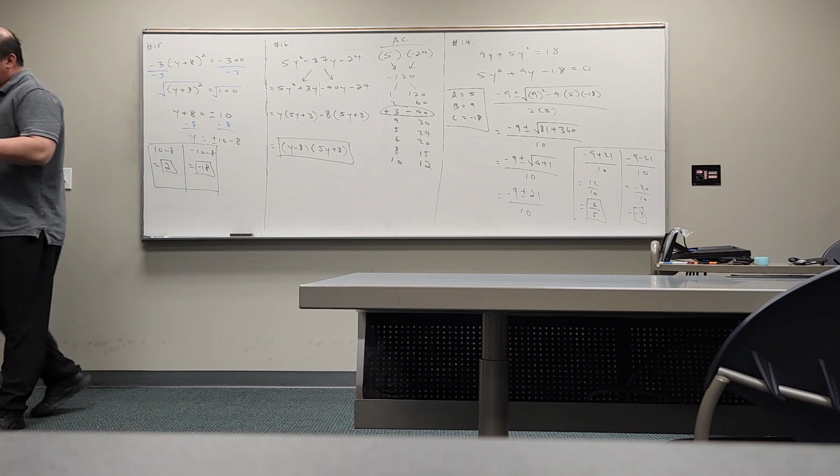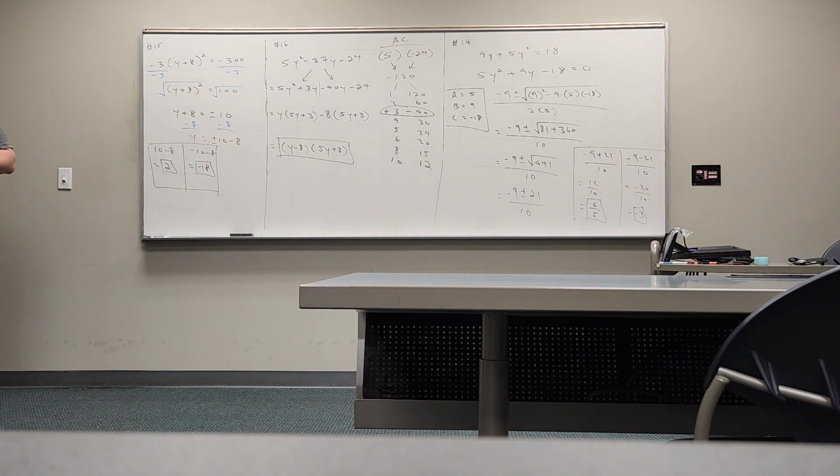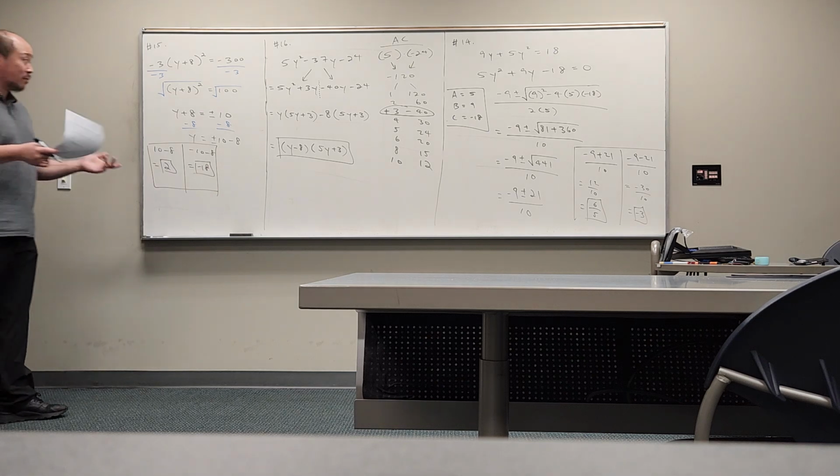So this is the factored version of this mess right here. That's what makes this problem difficult. It's the AC method. Once you have that, it's cool. So now we can apply it to number 16.